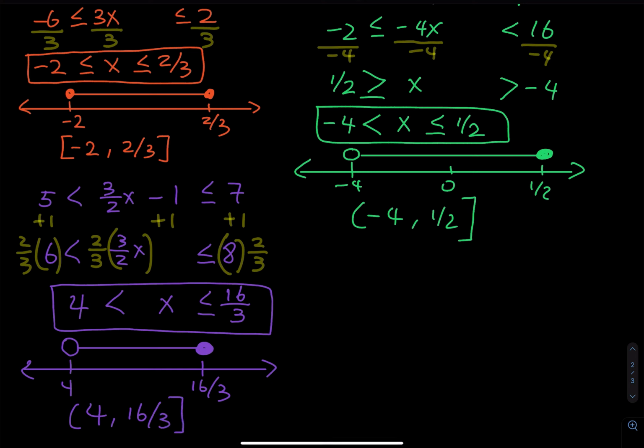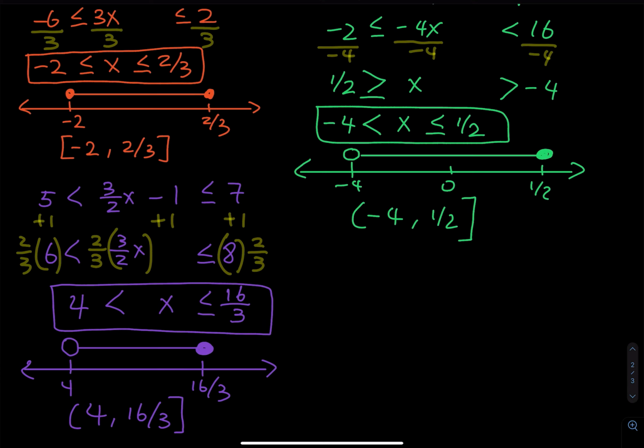What if this one has an equal and this one has no equal? Just a what if, this one has an equal, then this is a solid circle. Without an equal, this will be an open circle. Then you put a square bracket on the 4, a parenthesis on the 16 over 3. All right.